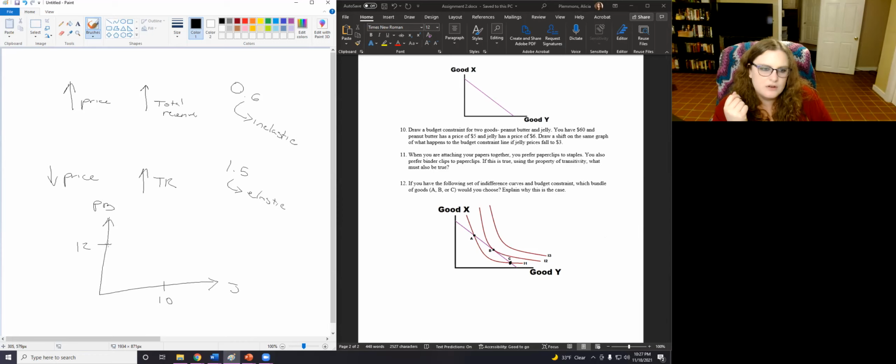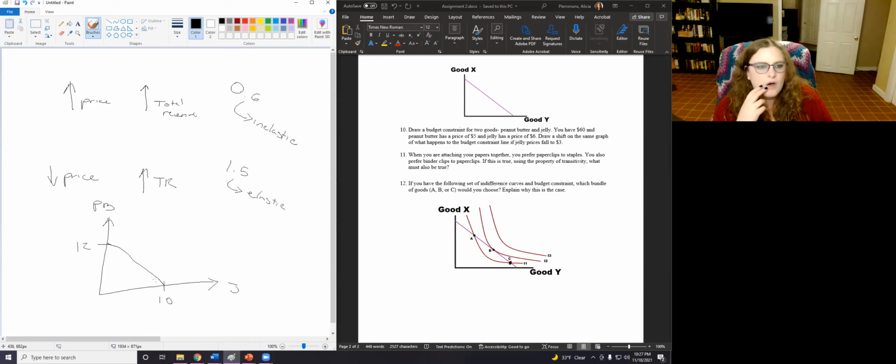Okay, so this is our initial budget constraint line, right? This is all the bundles of goods that $60 could buy. Okay, draw a shift on the same graph. What happens if the jelly price falls to $3? Well, if jelly falls to $3, we can now afford 20 jellies, right? This is that hinging outwards idea. Our peanut butter is still 12, but now our jelly is 20. We have now hinged outwards our budget constraint relative to this new price.